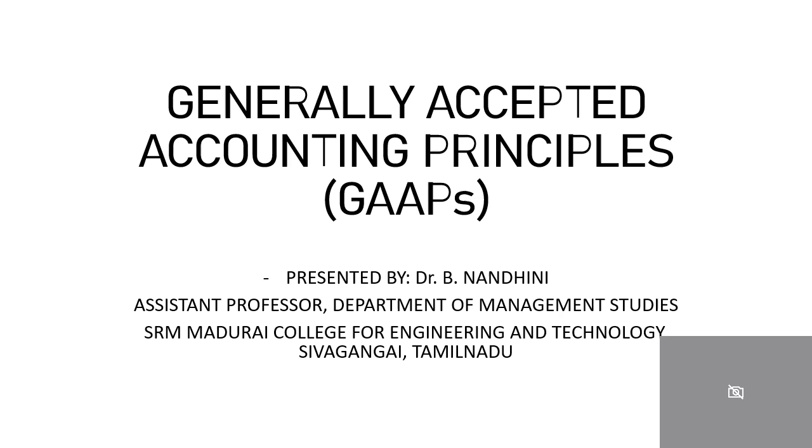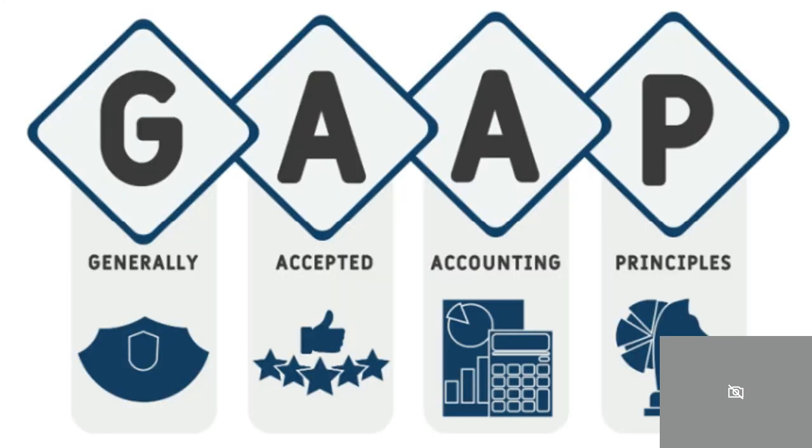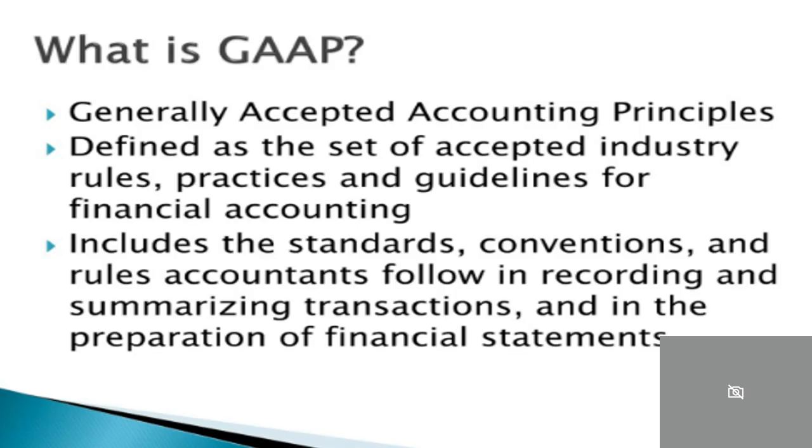Today, we are going to discuss GAAPs, that is Generally Accepted Accounting Principles. Now, what is GAAP? It is defined as the set of accepted industry rules, practices, and guidelines for financial accounting. It includes the standards, conventions, and rules that accountants follow in recording and summarizing transactions and in the preparation of financial statements.